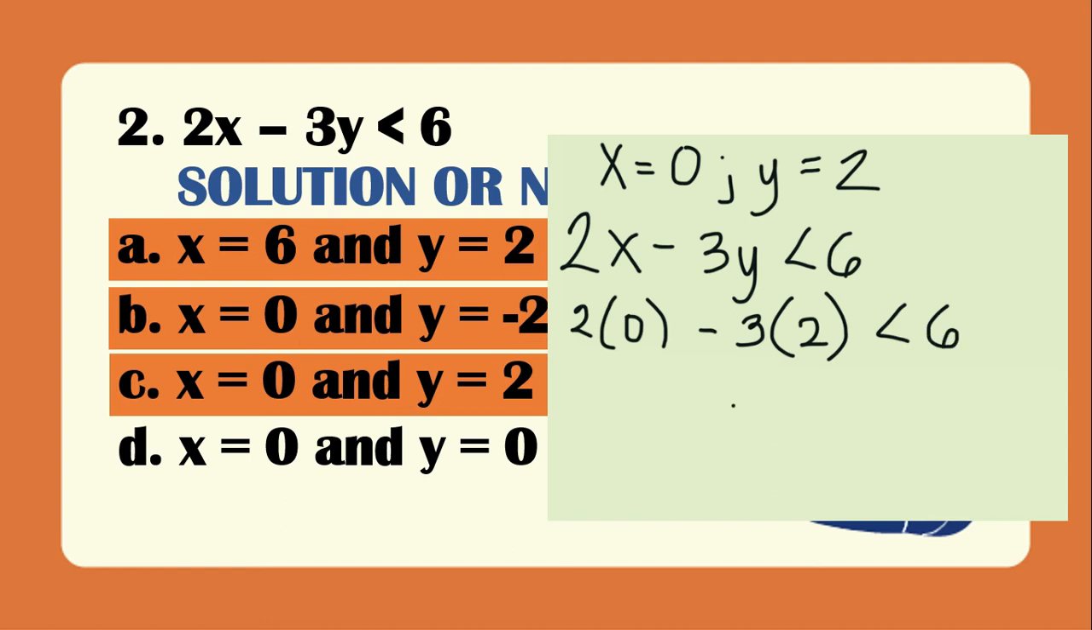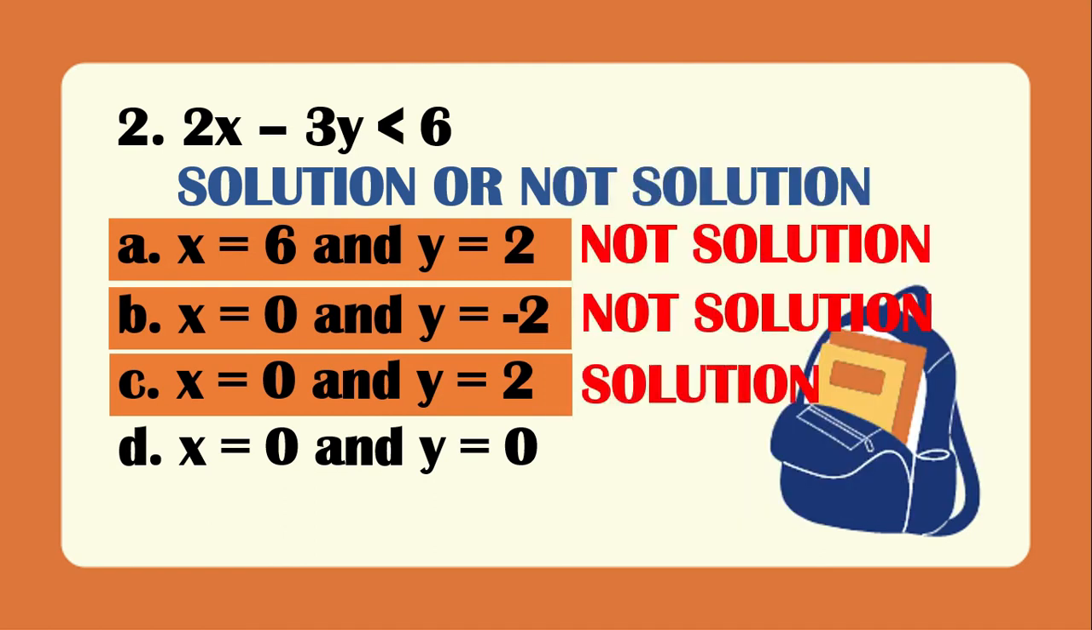So we will have 2 times 0, that is 0. And then negative 3 times 2, that is negative 6. And then copy less than 6. This statement is true because negative 6 is lower than 6. So meaning letter C is a solution.